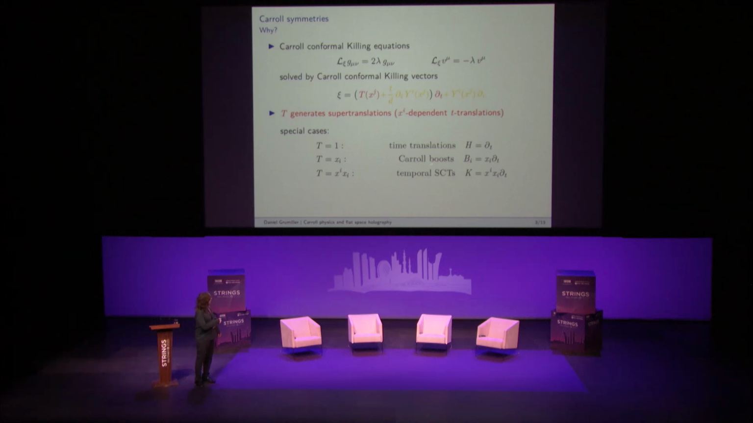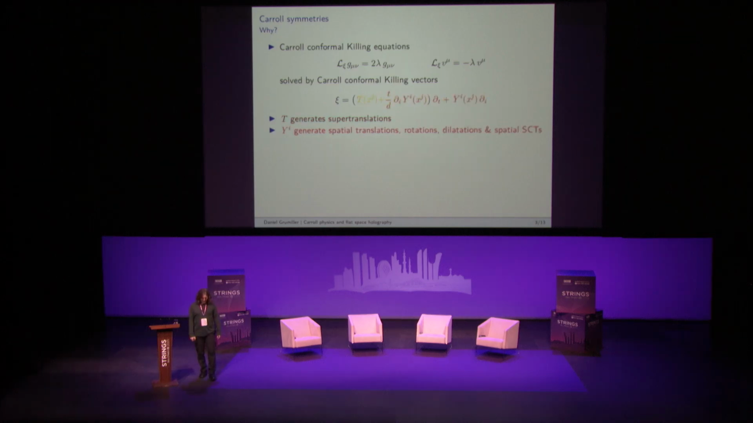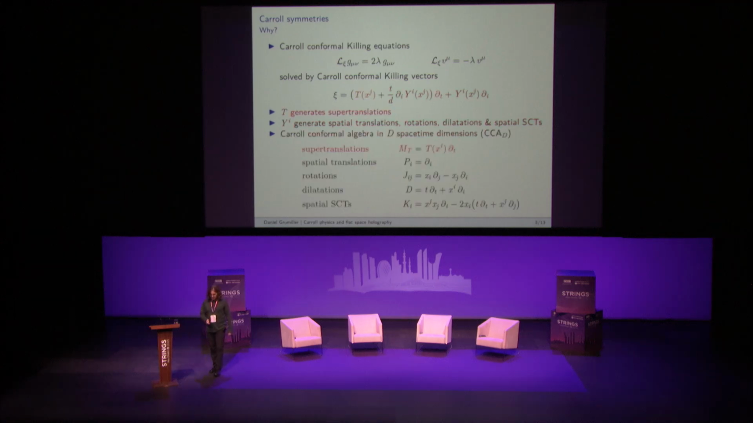Then when T is linear, you get Carroll boosts. And when T is quadratic, you get temporal special conformal transformations. So here you see already the first big difference to Lorentzian spacetimes. Even in finite dimensions, bigger than 2 and smaller than infinity, you have infinitely many Carroll conformal Killing vectors. The remaining part is identical to the Lorentzian case, so you get spatial translations, rotations, dilatations, and special conformal transformations contained in these functions y^i.